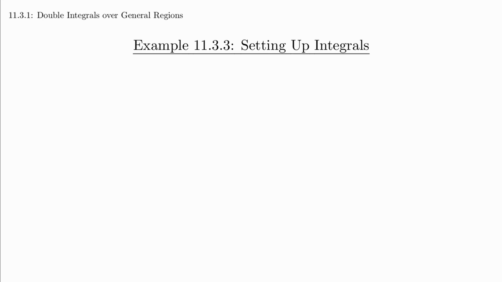We're going to set up the integral using both a dx dy and a dy dx integral to give you more exposure to that process. The full calculations are in the book, so we won't spend time on that. We really just want to focus on setting up the integrals. Here's the region of integration.